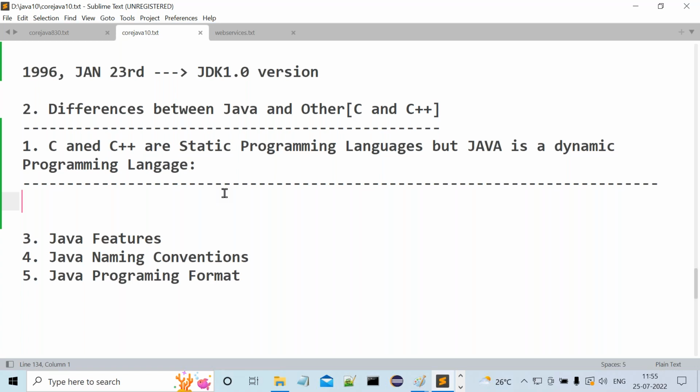i5 processor, 10th generation or 11th generation is okay. 1 TB hard disk. SSD, if it is possible, better to maintain at least a 256 SSD for C drive. Okay, that's enough. Remaining things you can manage. 8 GB RAM, sir. Mainly 8 GB RAM.